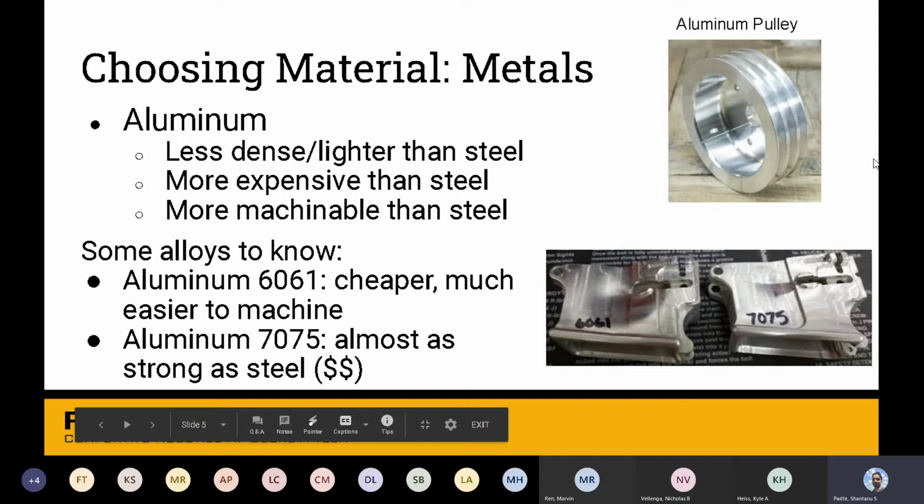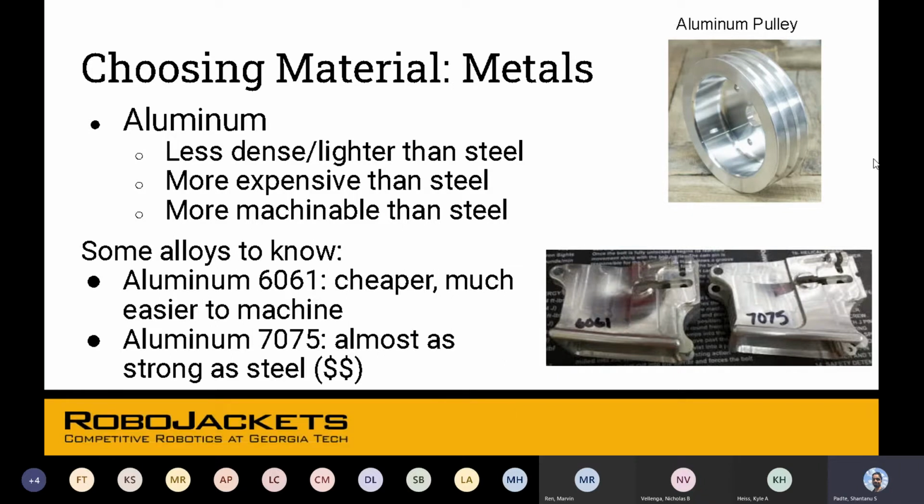These are different alloys of aluminum, and they have different elements. So 6061 has silicon and magnesium in it, whereas 7075 has zinc and copper in it, and a bit of magnesium. But anyway, the thing you have to remember is that the higher number generally means it's better. Like 7075 is almost as strong as steel.